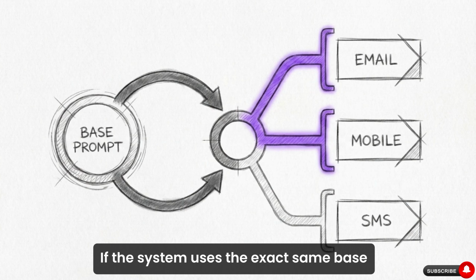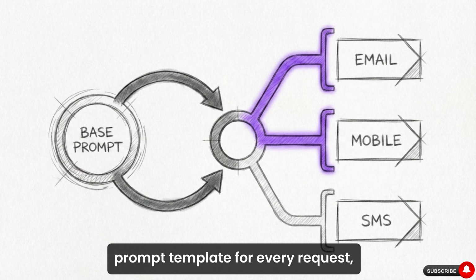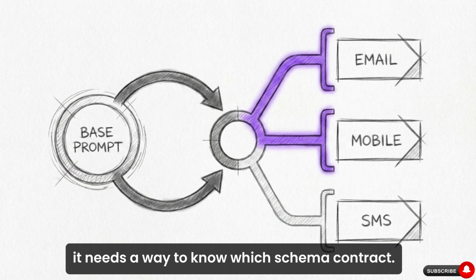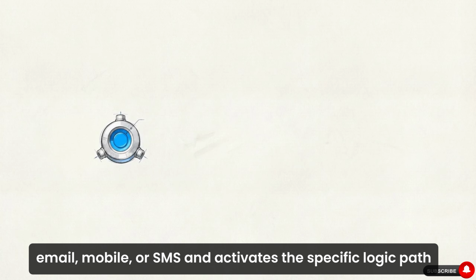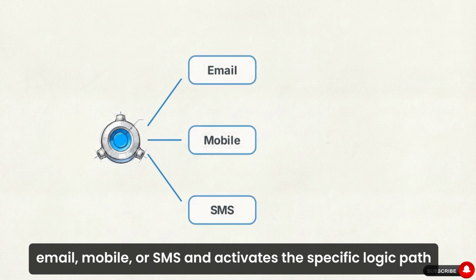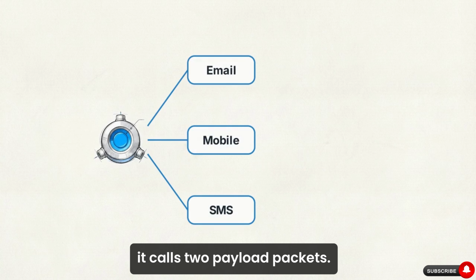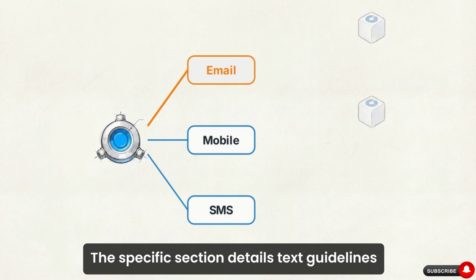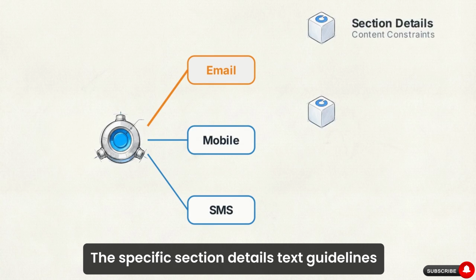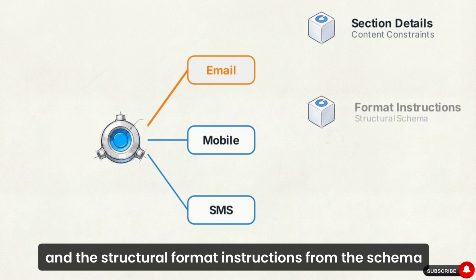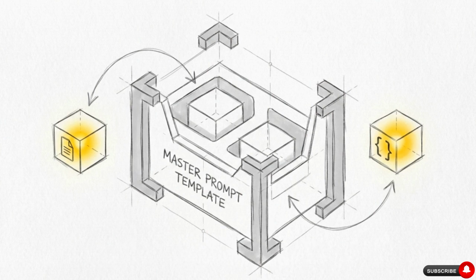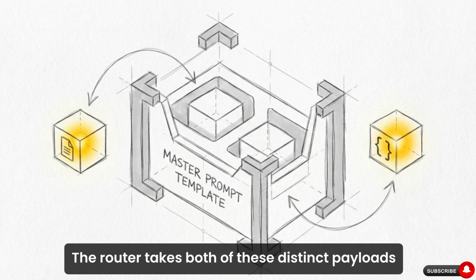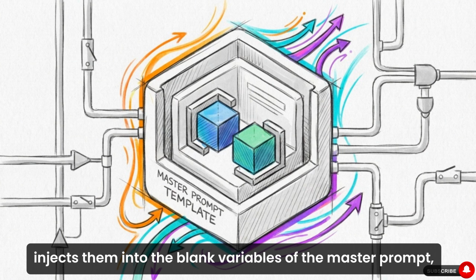If the system uses the exact same base prompt template for every request, it needs a way to know which schema contract to enforce. This strategy pattern router evaluates the channel parameter, email, mobile, or SMS, and activates the specific logic path. It calls 2 payload packets: the specific section details text guidelines and the structural format instructions from the schema. Right before calling the language model, the router takes both of these distinct payloads and dynamically injects them into the blank variables of the master prompt.